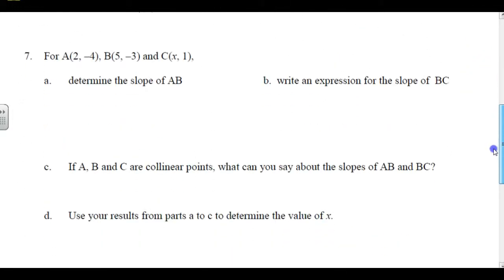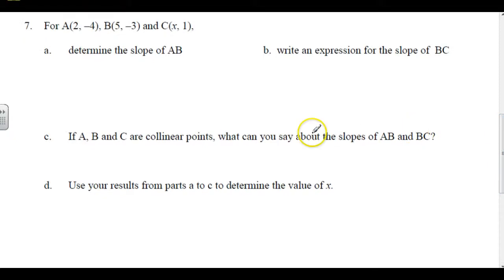For 3 points, A, B, and C, and C is some other point. We don't know exactly. We could graph A and B, but determine the slope of AB. Okay, so slope of AB is y2 minus y1 over x2 minus x1, is negative 3 minus negative 4 over 5 minus 2.